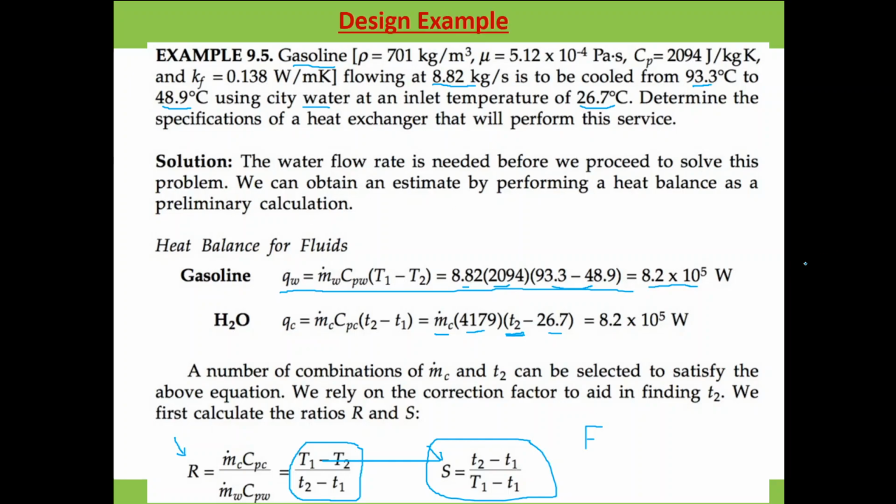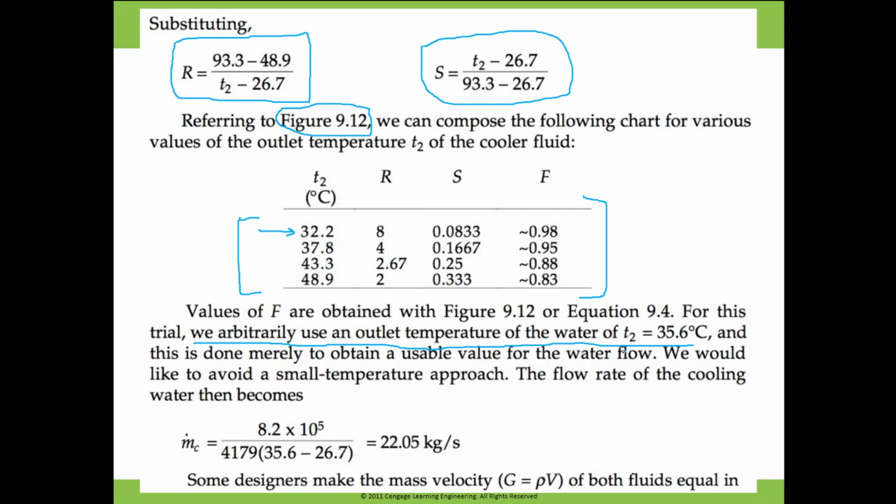Okay. So, to start the solution we are assuming that the small T2 is 35.6 degrees Celsius, and when you substitute in this expression of the mass flow rate, that the mass flow rate equals the rate of heat transfer Q divided by the Cp and divided by the temperature difference, it comes out to be 22.05 kg per second. So, now we have the mass flow rate for the cold fluid also. This is just to get some workable mass flow rate. Okay. So, this is one way of doing it.